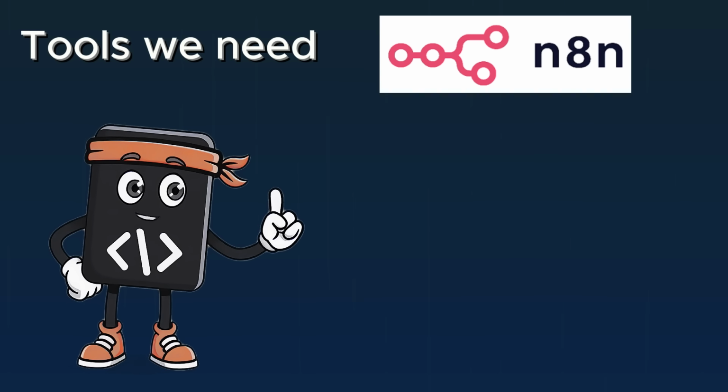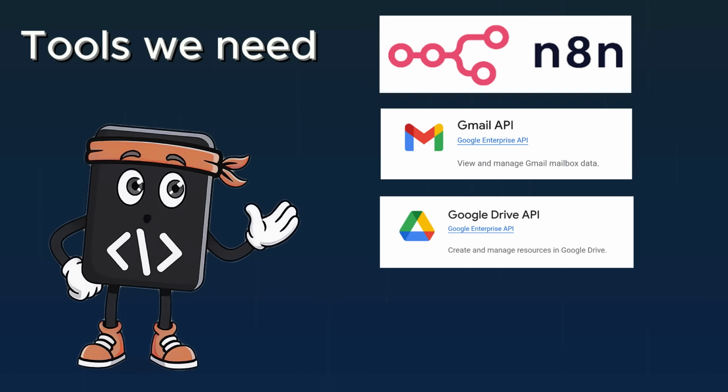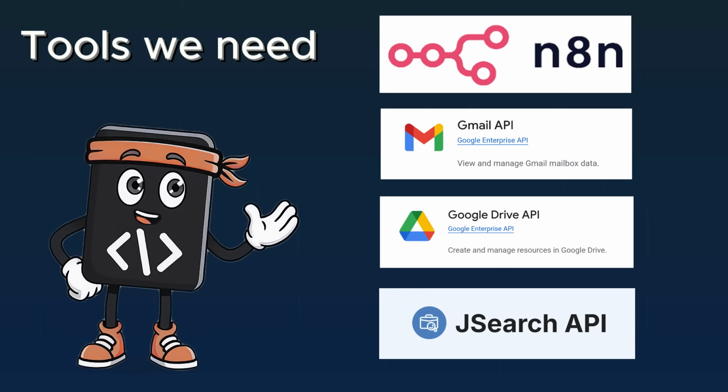For this workflow, I'll be using n8n, which I'm running locally because it's free, powerful, and perfect for building automations without paying for anything. We'll also be using Gmail API to send the qualified job postings directly to your inbox, Google Drive API to download our resume and allow the AI to extract our skills and qualifications, and JSearch API that provides real-time access to vast amounts of job postings and salary data from major sources like Google for Jobs, Indeed, LinkedIn, and Glassdoor.